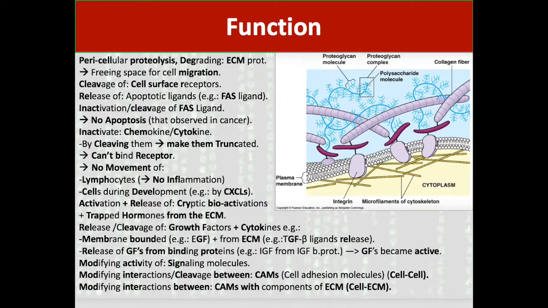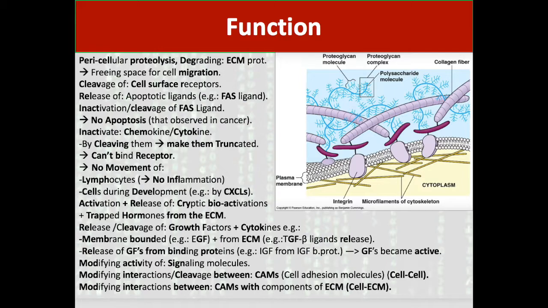Function: they cause pericellular proteolysis, in other words, they degrade extracellular matrix proteins in order to free space for cell migration. Also, they cause cleavage of cell surface receptors and release of apoptotic ligands such as the Fas ligand, which causes the apoptosis observed in cancer. Also, they inactivate chemokines and cytokines. By cleaving them, they make them truncated, so they cannot bind to their receptor. Consequently, there is no movement of lymphocytes. This way, no inflammation is caused.